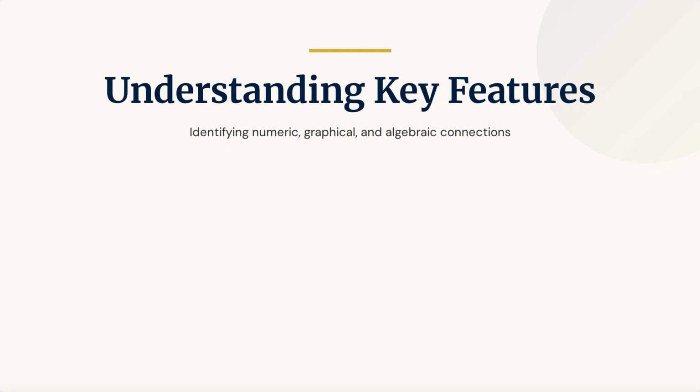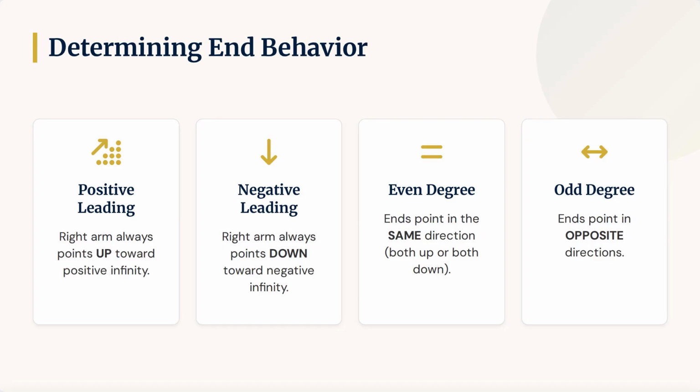To build a polynomial graph from its algebraic equation, we must first understand its fundamental geometric constraints and terms like end behavior, intercept connections, and multiplicity. So let's see. Determining end behavior: end behavior is determined by two main algebraic components.